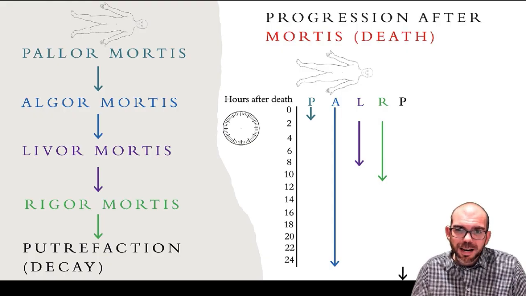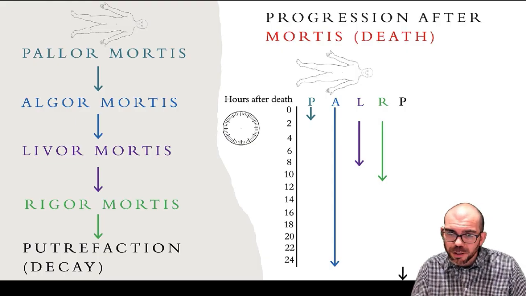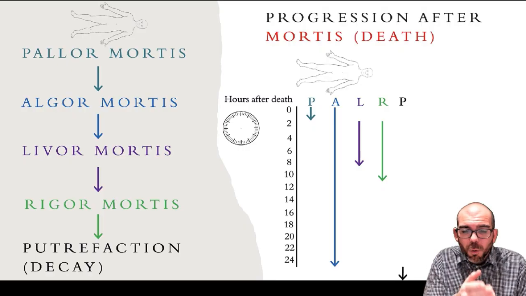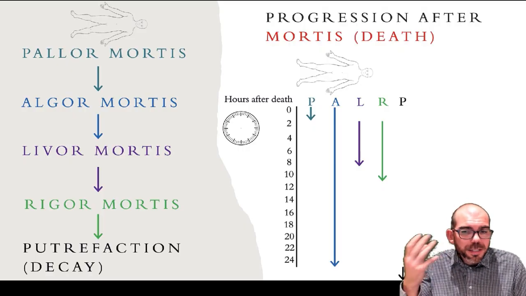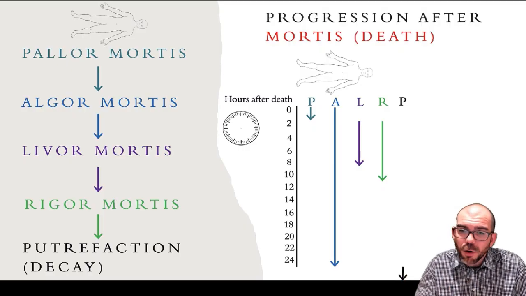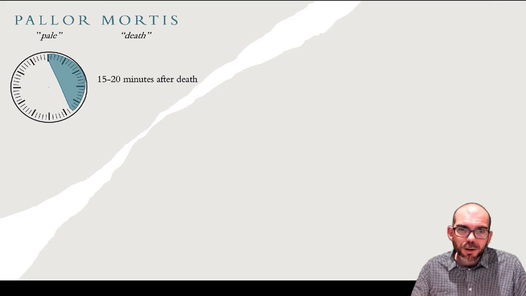Here you can see that pallor happens the same time as algor. Algor is occurring when livor and rigor are occurring, and putrefaction is occurring after. So as I go through these in the order that the arrows are listed, just please keep in the back of your mind that they often overlap. Let's start with pallor mortis.